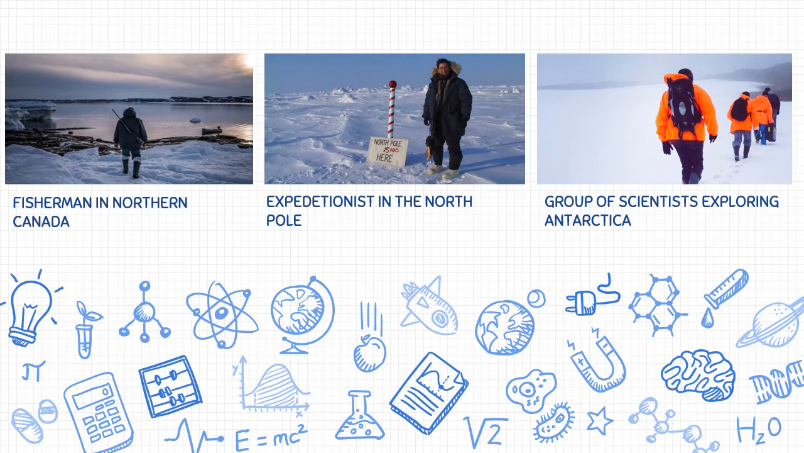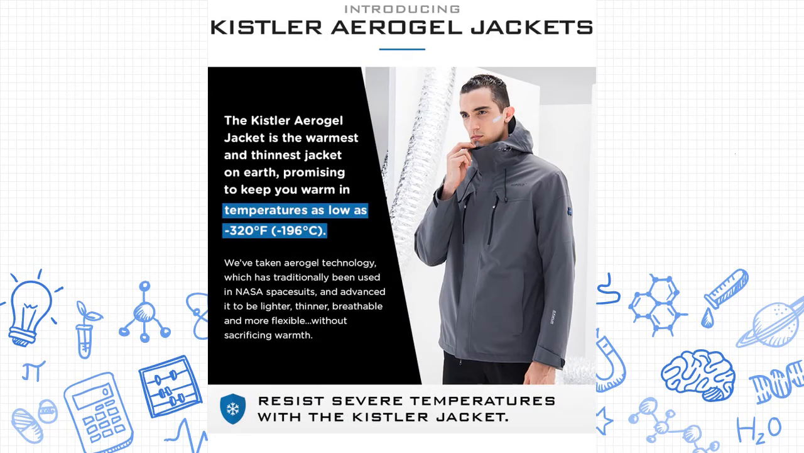Some places on Earth face harsh weather conditions over prolonged periods of time. North Canada, the North Pole, Antarctica, and many other locations on Earth have extremely low temperatures that go as low as -80 degrees. Such deadly freezingly low temperatures can make expeditions for scientists or even normal day life for locals extremely hard to cope with. So a company called Suppilt Incorporation launched a Kickstarter campaign introducing Kessler Aerogel Jacket, the warmest and thinnest jacket on Earth, promising to keep people warm in temperatures as low as -196 degrees.